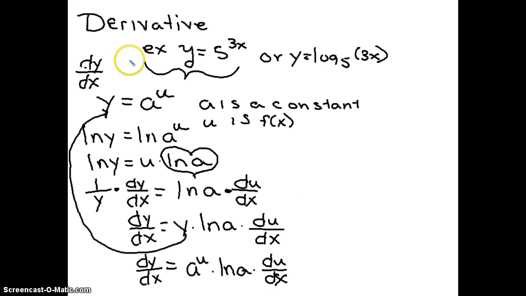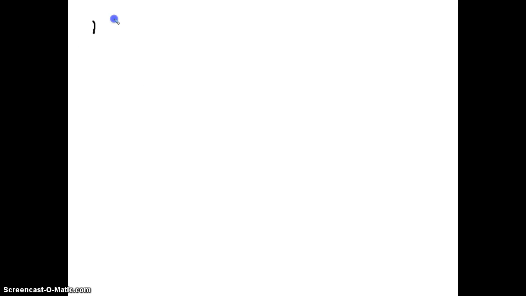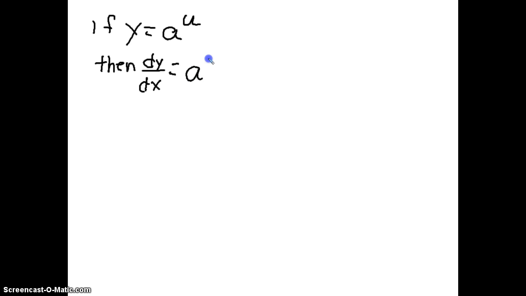Our new rule is, let me get a new slide here. If y equals any number raised to any function. So remember, this is a constant, like a 4 or a 2 or a 3, and this is f of x. Then our derivative, dy dx, is equal to whatever the original function was, exactly the way it appeared, times the ln of a times the derivative of the power.